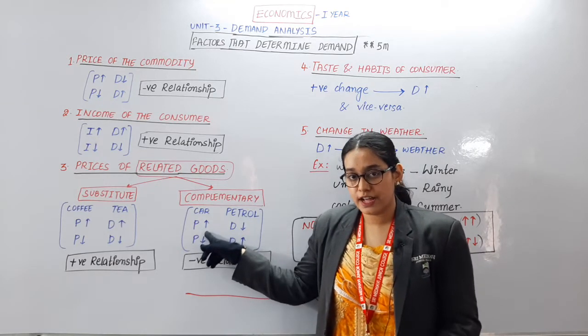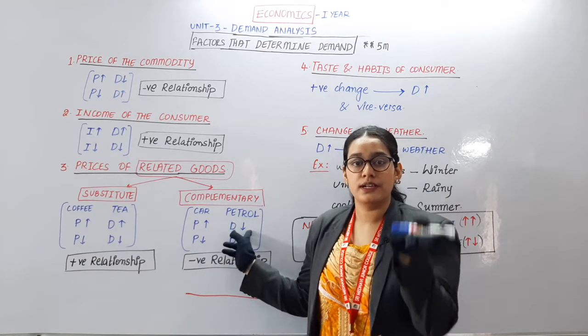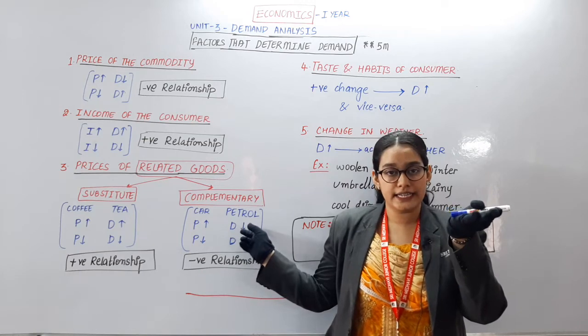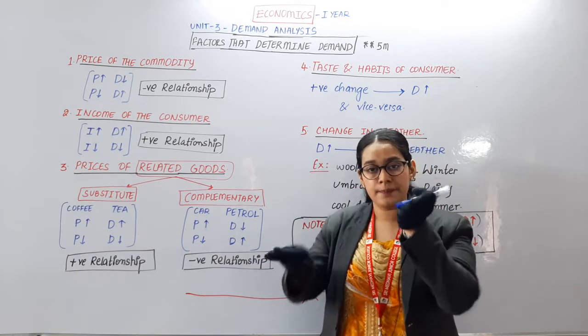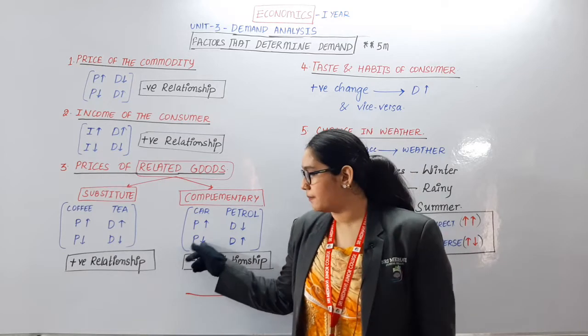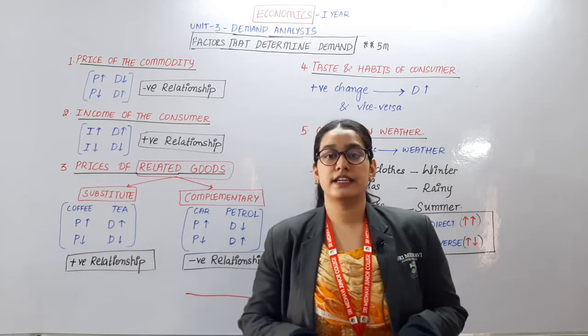When prices of cars are increased, no one will buy the cars, so no one will buy the petrol. When the price of cars increases, the demand for petrol decreases. One is increasing, the next is decreasing. Let us go to the opposite situation. Imagine that the prices of cars are decreased.